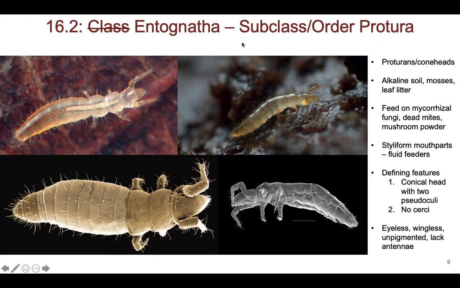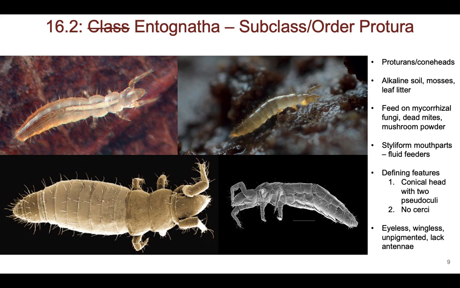Also within the Apterygota, depending on your classification system, you have the subclass or the order Protura. These are called proturans, or coneheads, because they have these pointy little heads. And these actually weren't even discovered until the 20th century. So these are an entire order of hexapods that we didn't even know existed until recently. Again, like the rest of the Apterygota, they live in soil, mosses, and leaf litter that aren't too acidic. So they do have some soil parameters they need to live within.